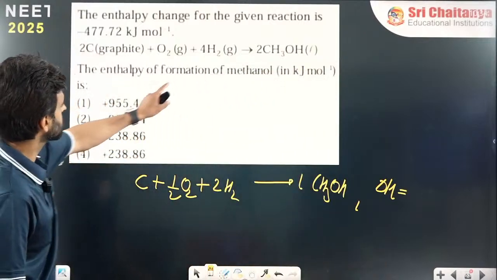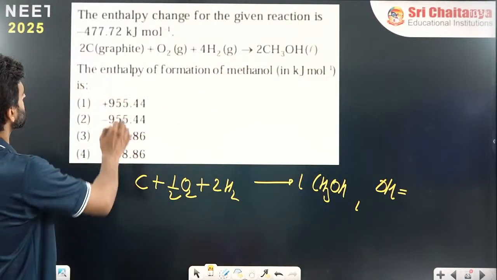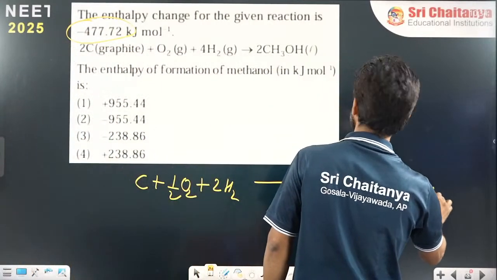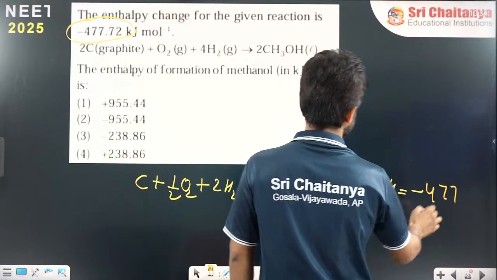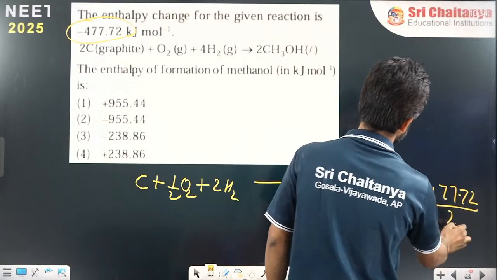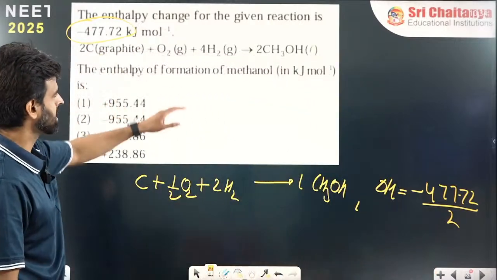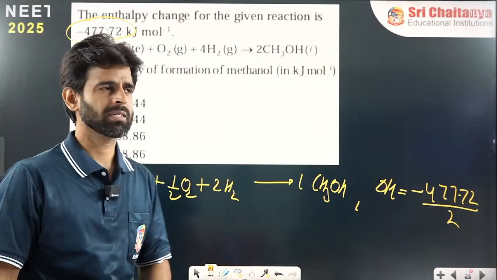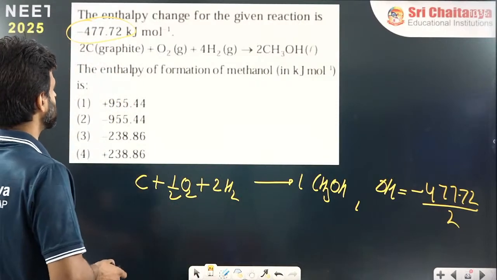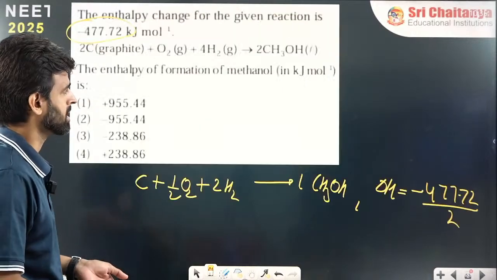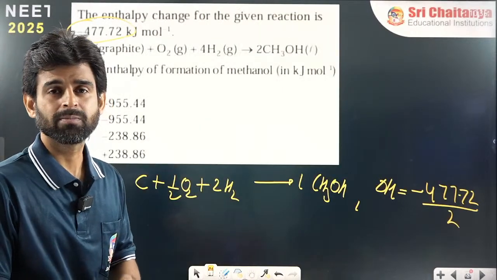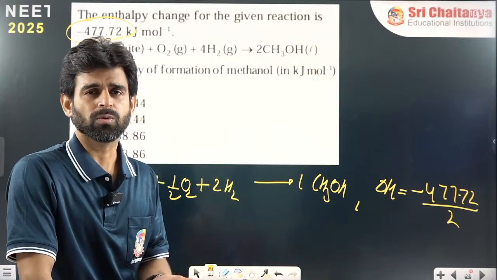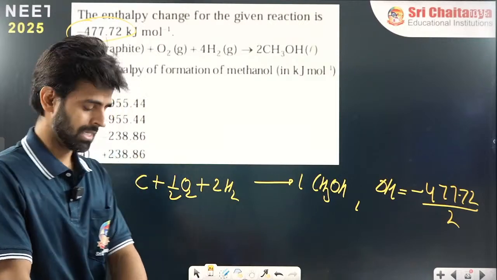What they have given to us is 2 moles. When you took 2 moles, the total energy release is minus 477.7. So for 1 mole, minus 477.7 divided by 2. Or I can say, if I am dividing the equation by 2, then delta H is also divided by 2. Simple characteristic of delta H, because delta H is an extensive property. It depends on amount. If you make 1 mole, a different heat will release. If you make 2 moles, definitely a different amount of heat will release. Good.